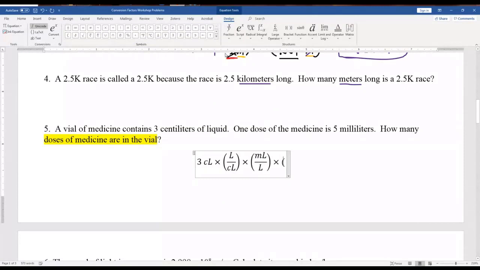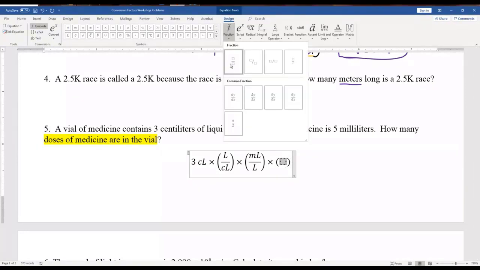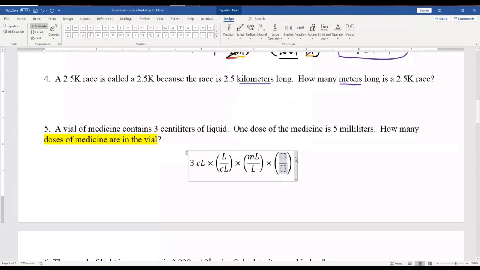All right, so let's go. And then after that, now here's the thing. We're not looking for milliliters though, right? We're looking for doses of medicine. So that means we have one more conversion to go. What unit's going to go on the bottom of this third conversion factor?